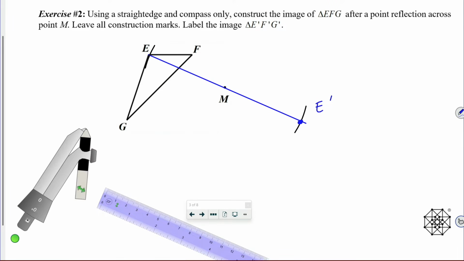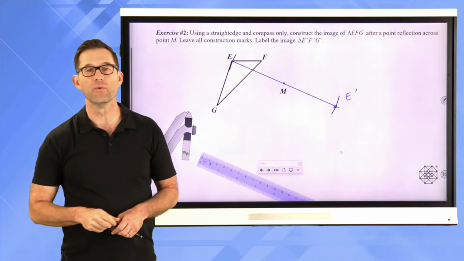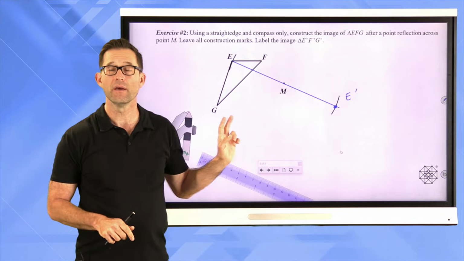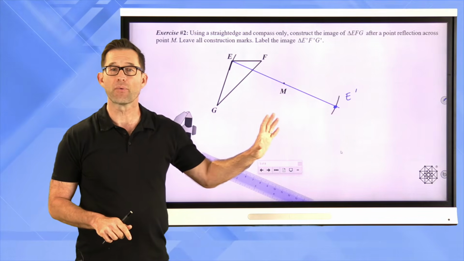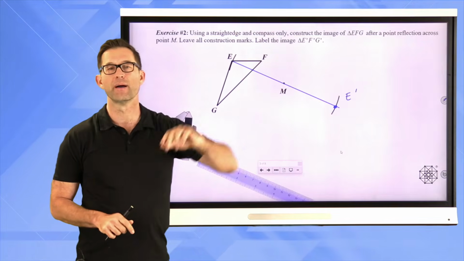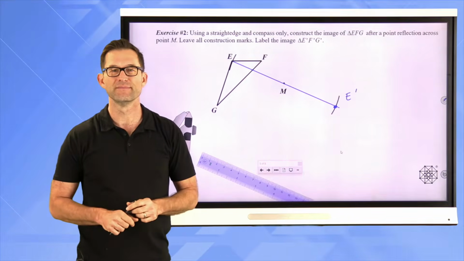Okay. Now what I'd like you to do is do exactly the same things with point F and G. Once you have F prime and G prime, then connect all 3 of them to form triangle E prime, F prime, G prime. Go ahead and do that.